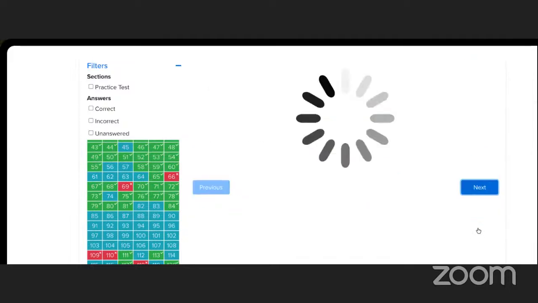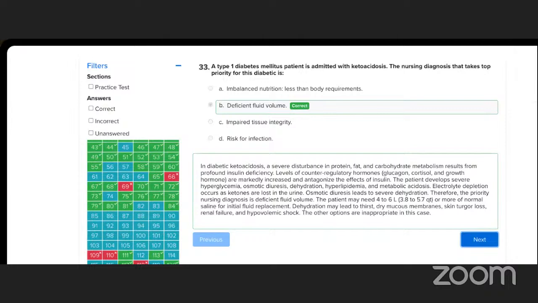We move to the next question. A patient with type 1 diabetes is admitted with ketoacidosis. Ketoacidosis is a severe disturbance of protein, fat, and carbohydrate metabolism that results from profound insulin deficiency. Levels of counter-regulatory hormones markedly increase, antagonizing the effects of insulin. Therefore, there's a lot of osmotic diuresis leading to severe dehydration. With this, electrolytes are being depleted.